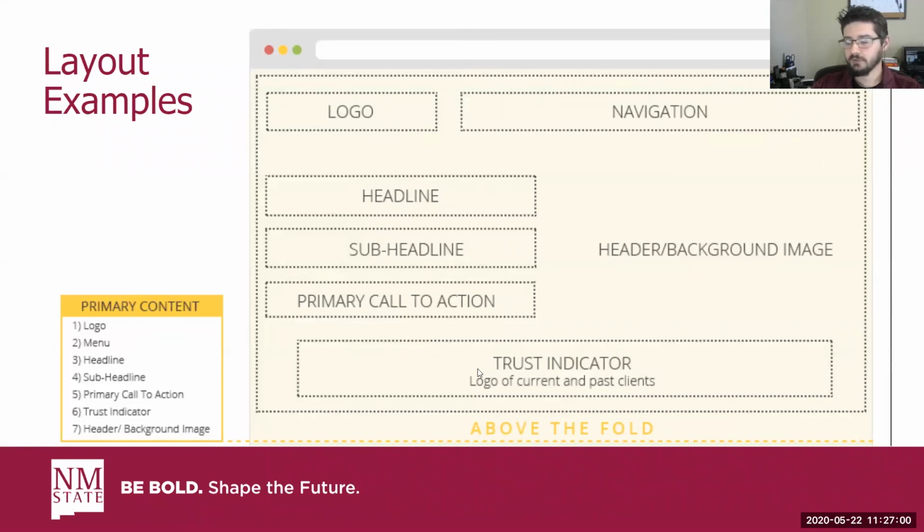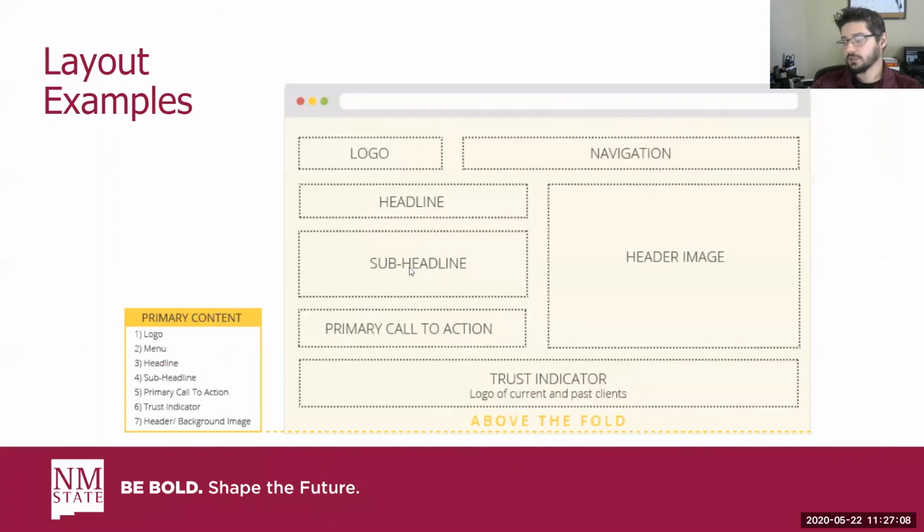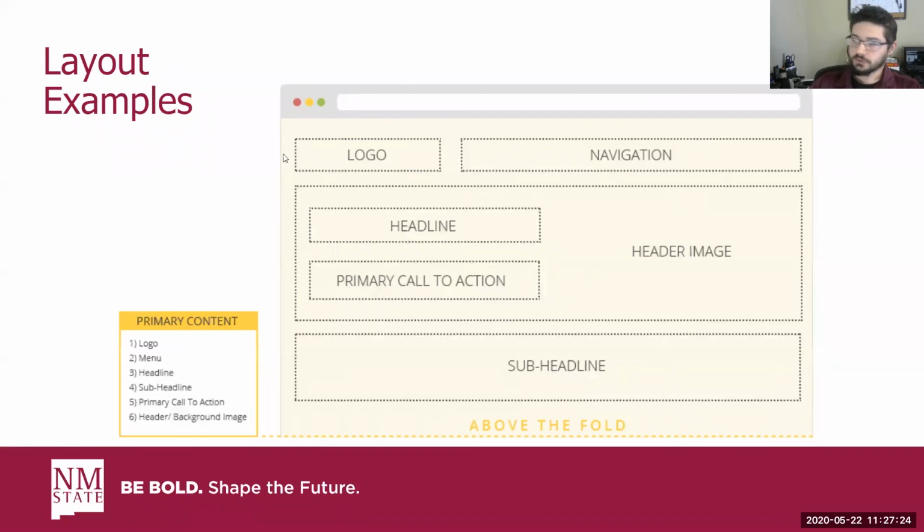Another thing you can have are some trust indicators. These could be logos of current or past clients you have, or other types of trust indicators. Again, here are some very different examples you can use, and we'll post this webinar and this presentation on our website, so you can go through these examples at your own pace. There are different ways you can arrange your information depending on the design you have.